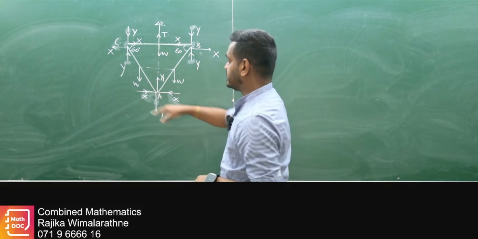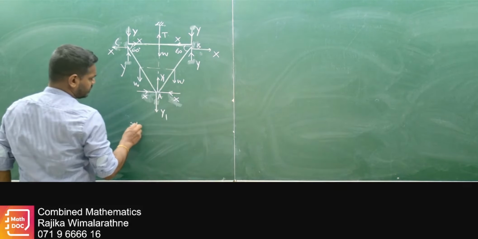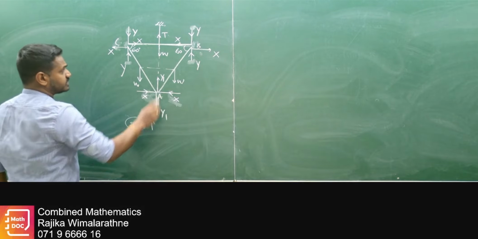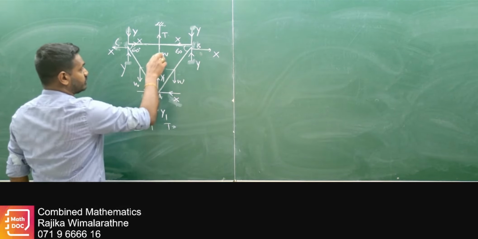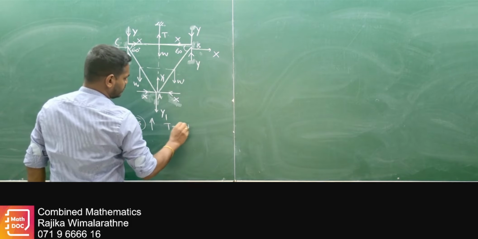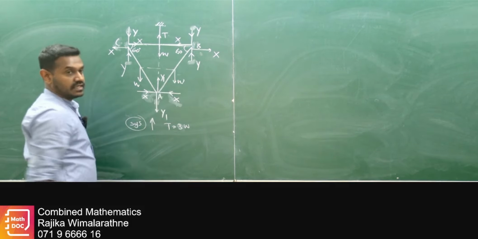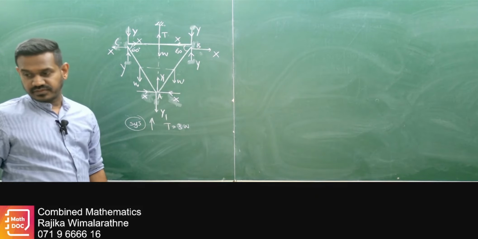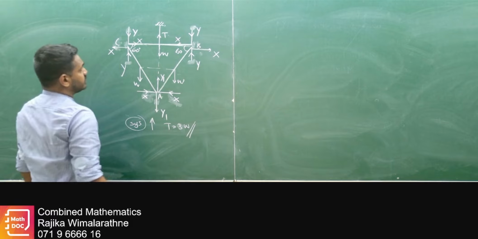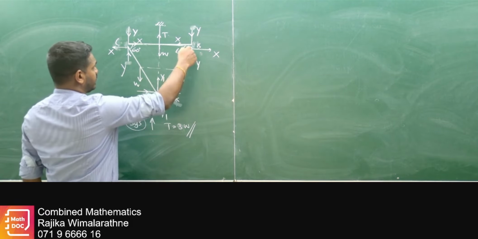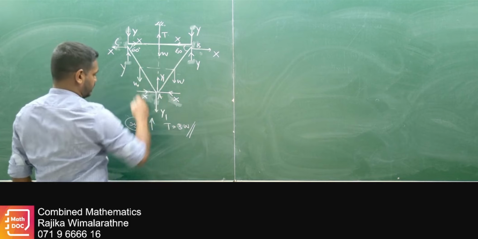Now consider the full system. Vertical forces. Then we have T. Here W, W, W, 3W. Because all the forces at the ends become internal forces now. No? Then 3W. Then you can select the BAC part.